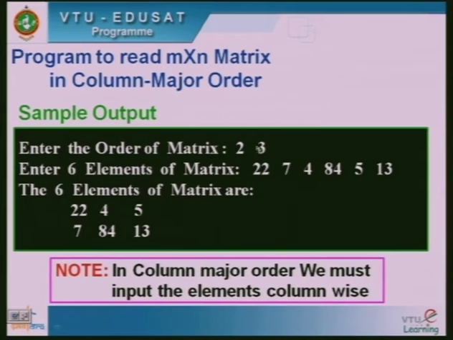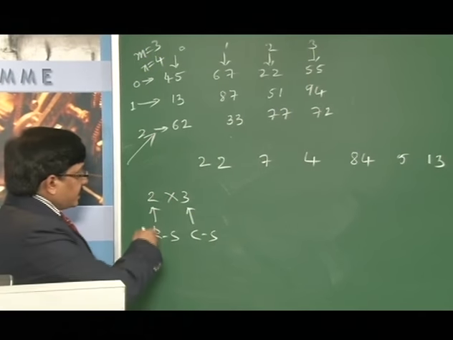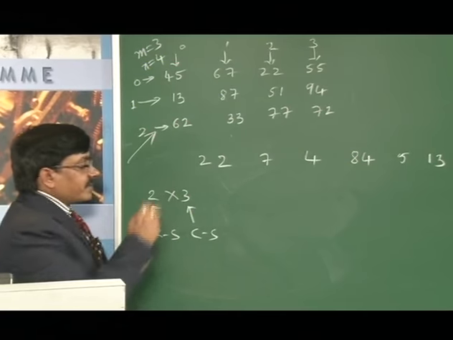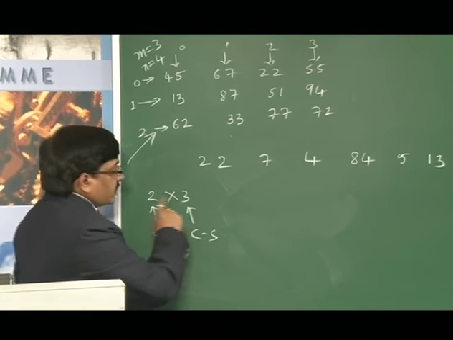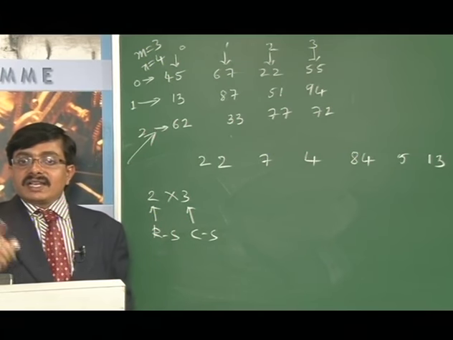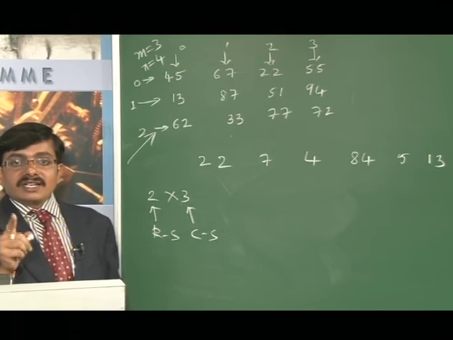Column wise means, how many columns are mentioned here? The order of the matrix we mentioned as 2 cross 3, where 2 is the row size and 3 is the column size. Since each row has 3 columns, the number of rows present is 2 and the number of columns present is 3. So it is 2 rows and 3 columns, and the elements are 22 and 7.